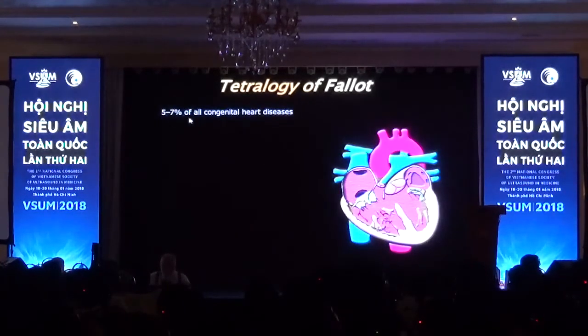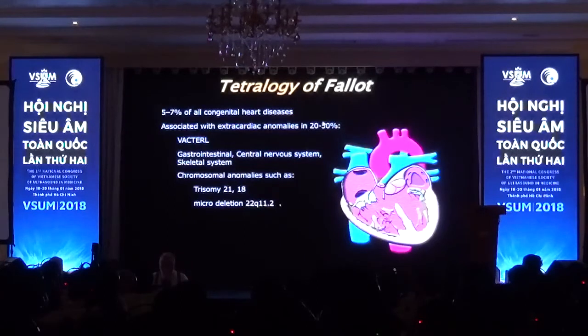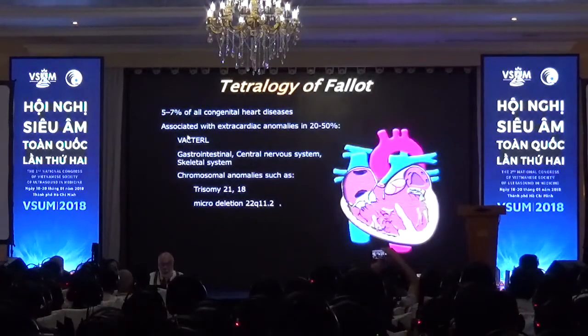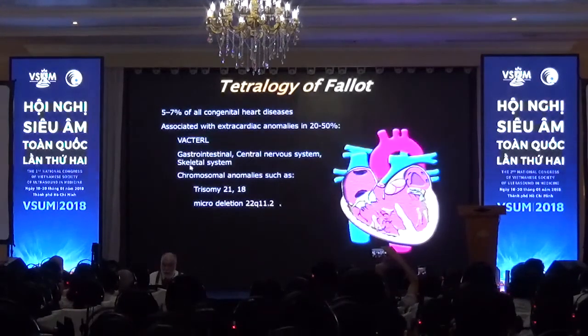5 to 7% of all congenital heart disease are tetralogy of Fallot. So you will see some if you do any number of scans, and it's associated with extracardiac anomaly in a good proportion of the cases. Vertebral anomaly: if you see a baby that has a curve in the spine, a hemivertebra, remember this is the VA, vertebral anomaly, and the C is cardiac anomaly, so tetralogy of Fallot, so associate these together. You can also have gastrointestinal anomaly, central nervous system, skeletal anomaly.